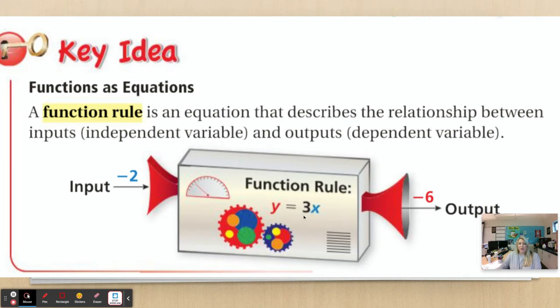So let's look at the function rule. Y equals 3x. That means y equals 3 times x. So when x came in as -2, it was multiplied by 3. That was the rule. And then it came out as -6. That means any input you put in, 0, 1, 2, 3, 4, 5, 6, 1,000, a million, whatever it is, it will be multiplied by 3. That's the rule. And the output will depend on the input.